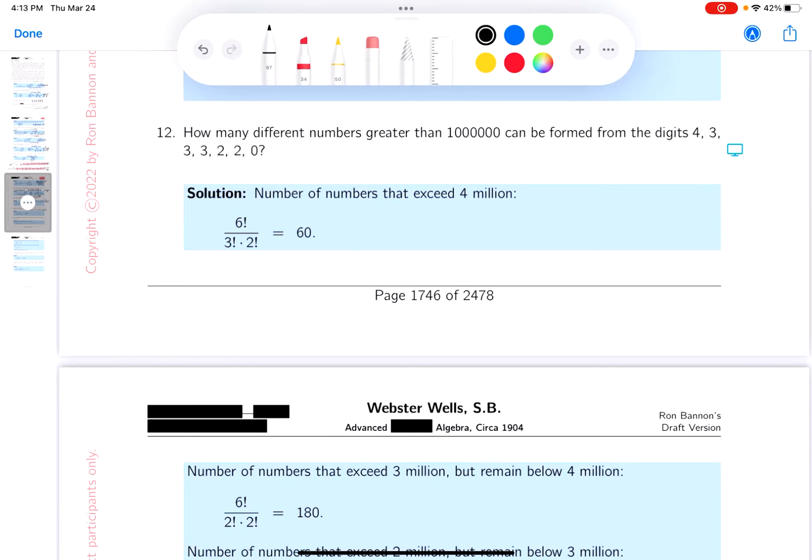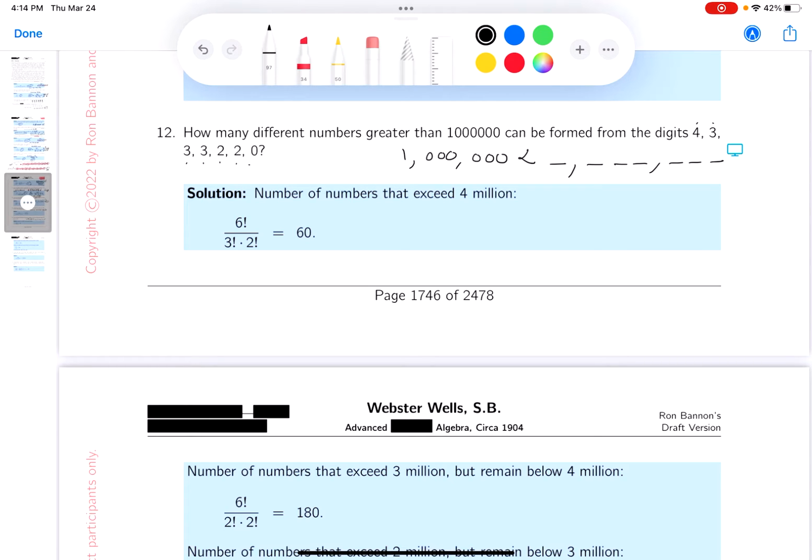Okay, so they want how many different numbers greater than 1,000,000? Let me write this down over here as 1,000,000. And they want the numbers to be greater than 1,000,000. So I've got to be honest with you, this could be very difficult, but they give me a limited number of digits to do it with. And how many digits do they give me? 1, 2, 3, 4, 5, 6, 7.